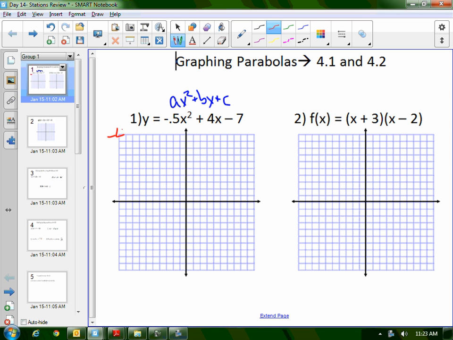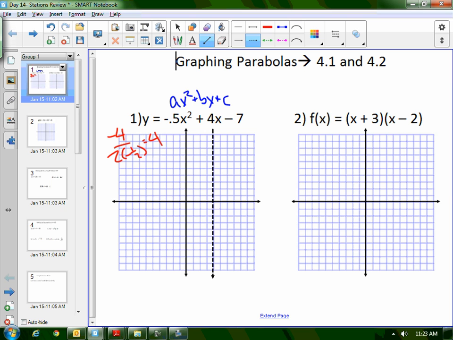That's the opposite of b over 2 times a. In this problem, it's negative 4 over 2 times negative 1/2. So negative 4 divided by negative 1 is positive 4. Axis of symmetry so far, I got positive 4. I'm going to go ahead and graph that. That's right here. And when you plug 4 in for x, I can do that on my calculator. I got 1. I plug 4 in, you get 1.